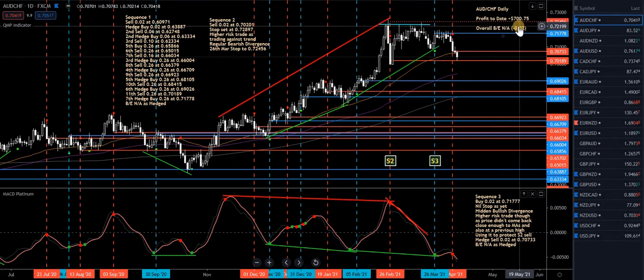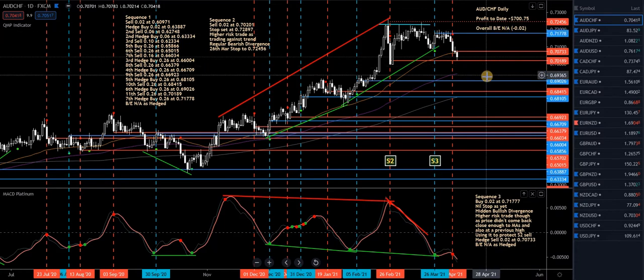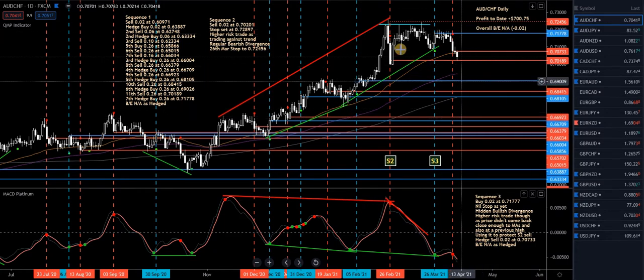Now that's based on a 0.02 lot because all my initial trade position sizes are 0.02, so 20 cents a pip. Overall break even, not applicable, and it's -2. The reason it's not applicable is because it's a negative number. So what I did here is, don't worry about sequence 1. That's something I've just got to work my way out of.